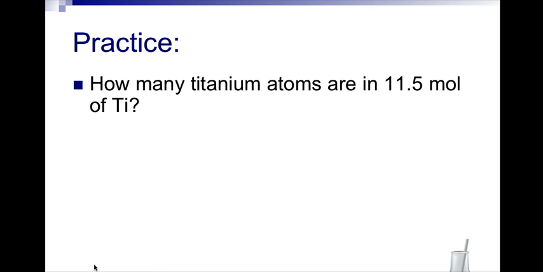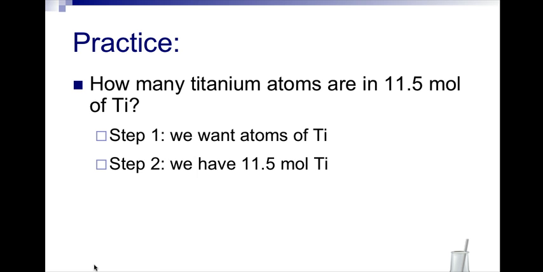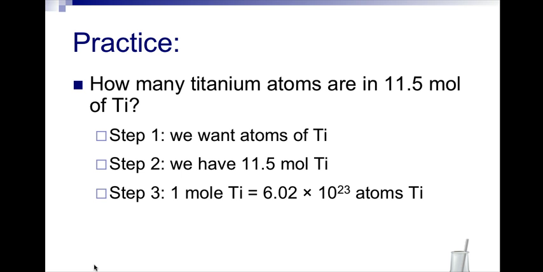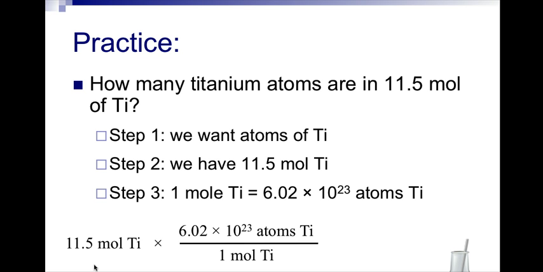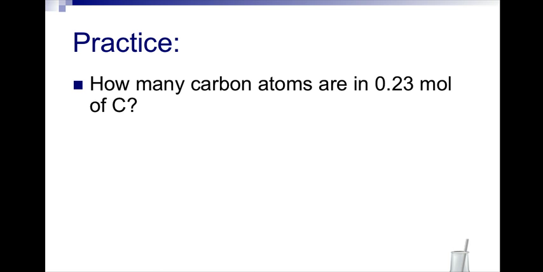So, one more time, how many titanium atoms are in 11.5 moles of titanium? Well, we want atoms of titanium. We have 11.5 moles of titanium, and we know that 1 mole of titanium is 6.02 times 10 to the 23 atoms. So, we start with 11.5 moles of titanium. We use our conversion factor of 6.02 times 10 to the 23 atoms per mole. Moles cancel, and I'm left with atoms of titanium. So we're multiplying 11.5 times 6.02 times 10 to the 23rd divided by 1.